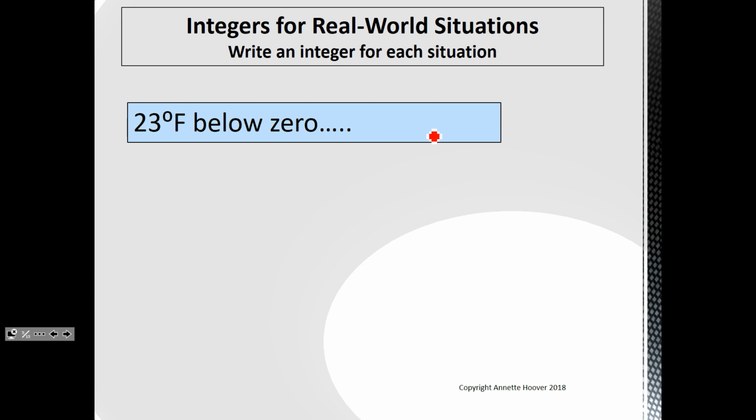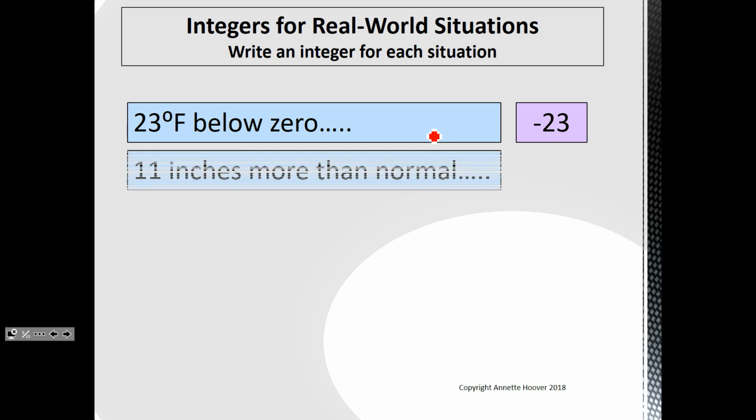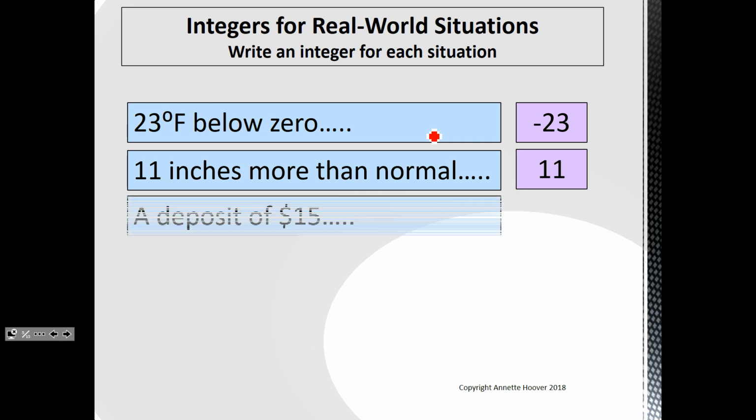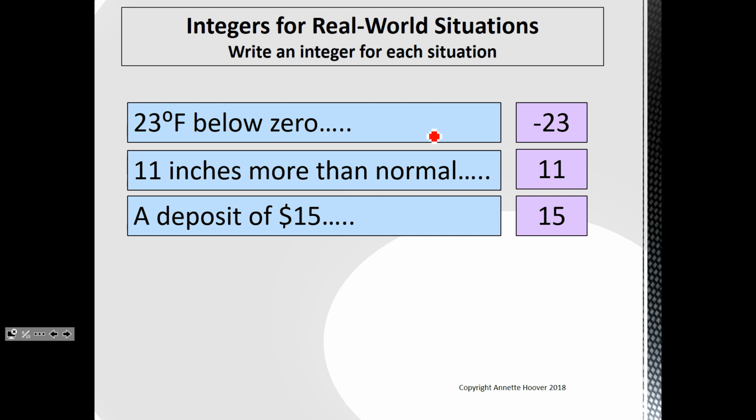Here are some real-world situations, and we're just going to write an integer that represents each situation. If we say that the temperature is 23 degrees below zero, then we are saying it is a negative 23. 11 inches more than normal, that would be a positive 11. A deposit of $15. Deposit is when you put money into a banking account, so that is a positive 15.